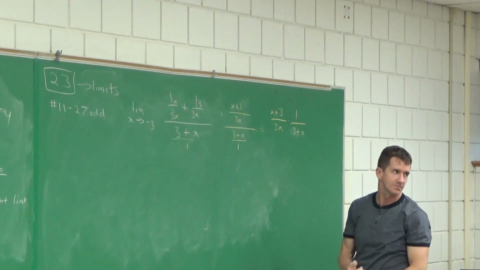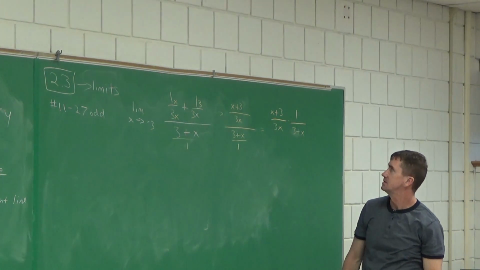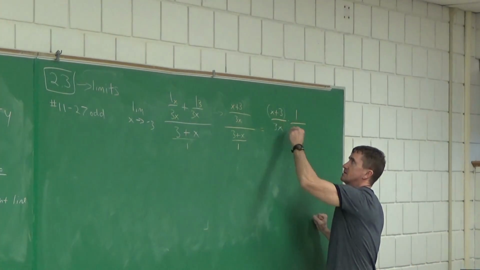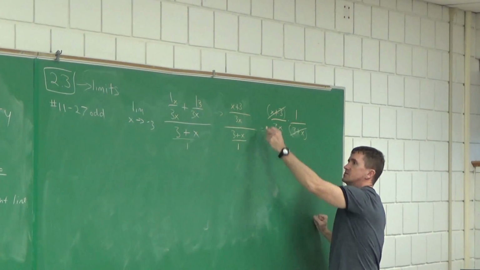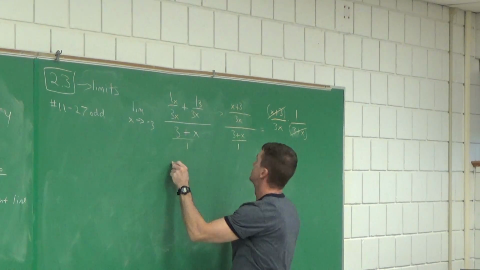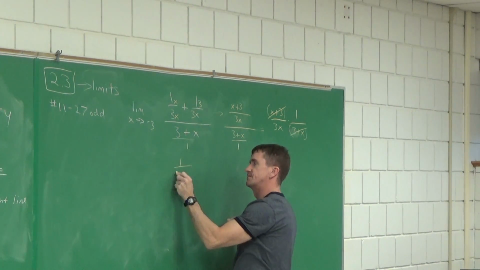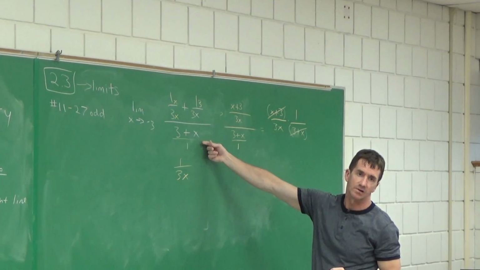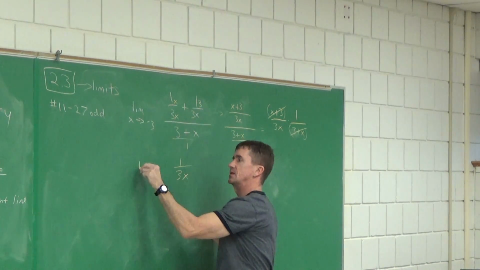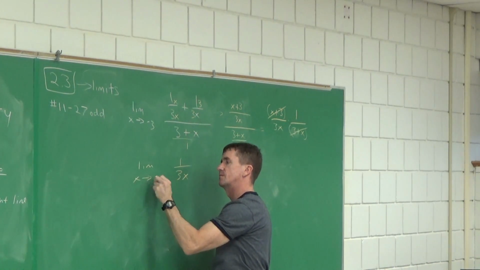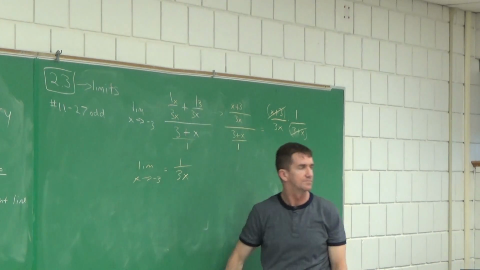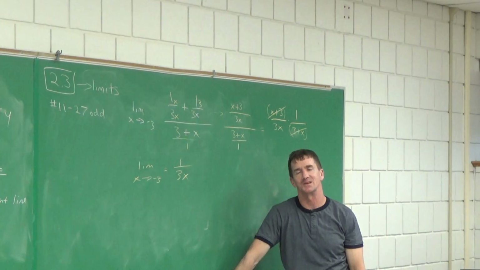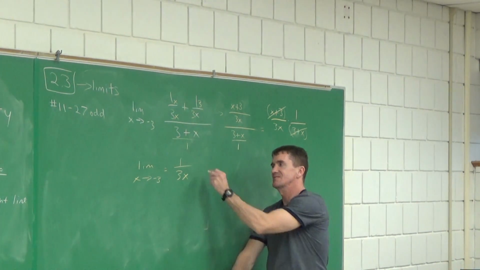We're hoping something cancels. Anything cancel? 3 plus x. Knock them out. You can put parentheses around these, they're gone. This whole algebraic expression is equivalent to this expression, except that we know the original was undefined at negative 3. But according to limit laws, this is still going to produce our result. Stick it in there, what do you get? What's the limit? 1 over negative 9. That's it.